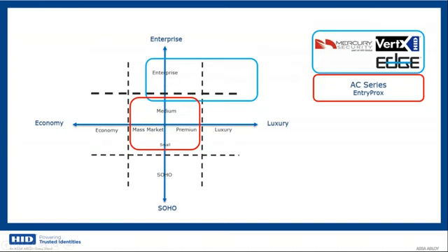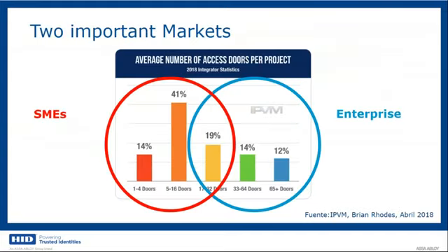And right now, we are starting to create solutions for small and medium enterprises where we can offer them equipment with the reliability that HID has, okay? So at the end, we can only talk about two important markets: the small and medium business, and the enterprise solutions, which will be bigger solutions with a lot more doors and a lot more necessities to satisfy through our products, okay?